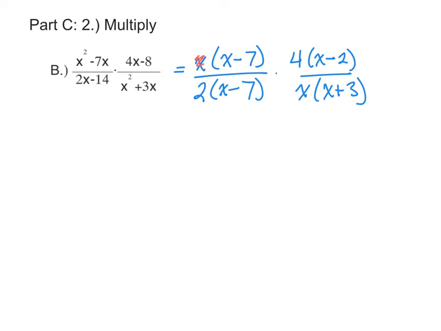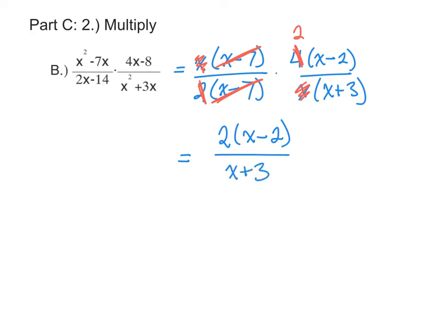Now, look for factors in either of the numerators to cancel with factors in either of the denominators. So the x will cancel with this x. The x minus 7s will cancel with each other. And 2 is a common factor in 4 because 2 times 2 makes 4. The x minus 2 and the x plus 3, they don't have anything to cancel with them. So our simplified fraction is going to be 2 times x minus 2 all over x plus 3. And there's no need to FOIL it out or anything like that. You can leave your fraction in factored form.